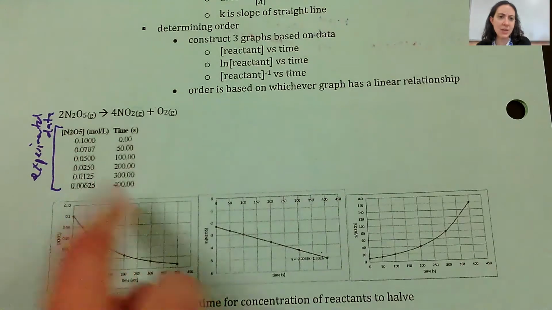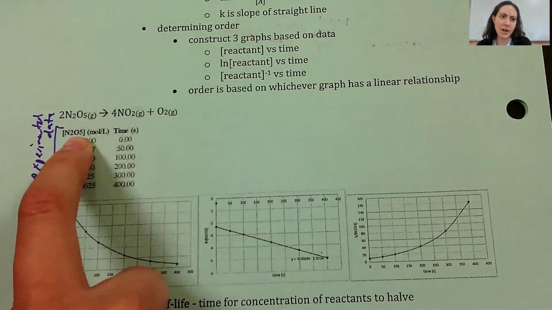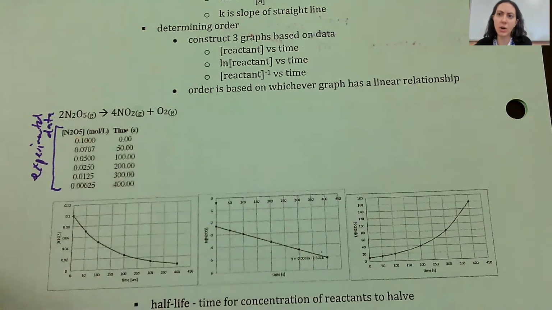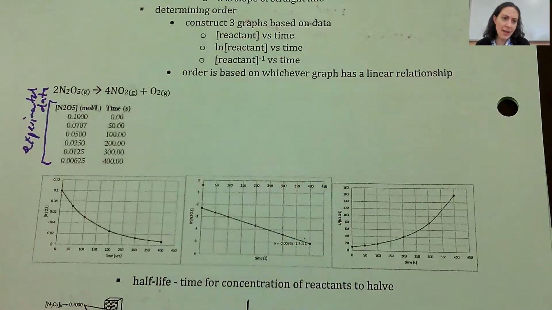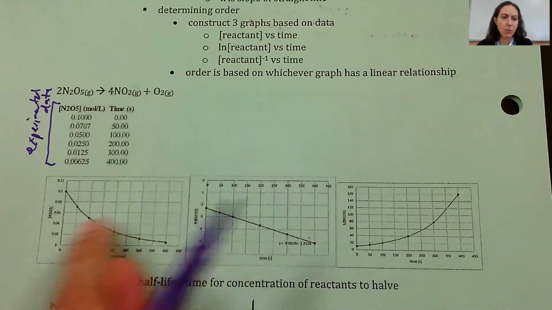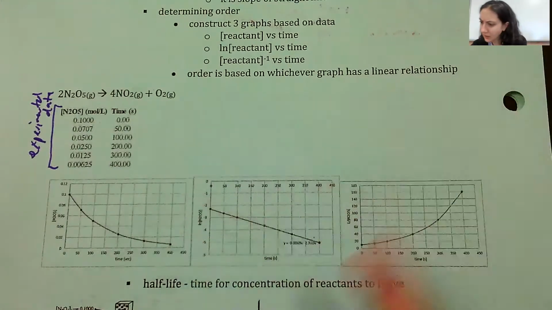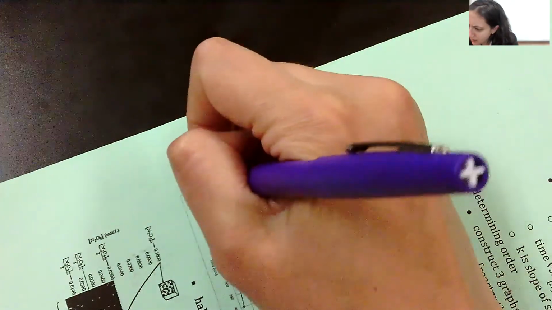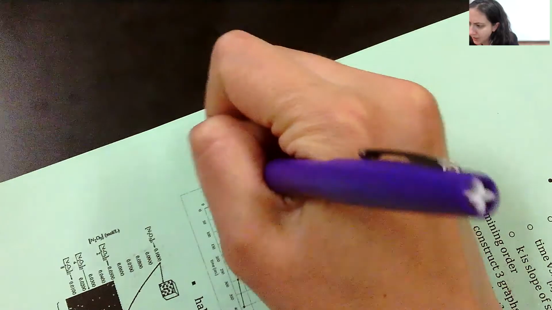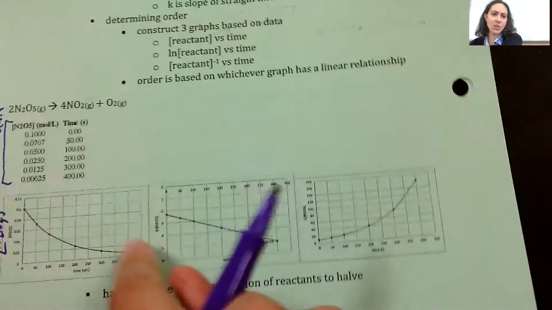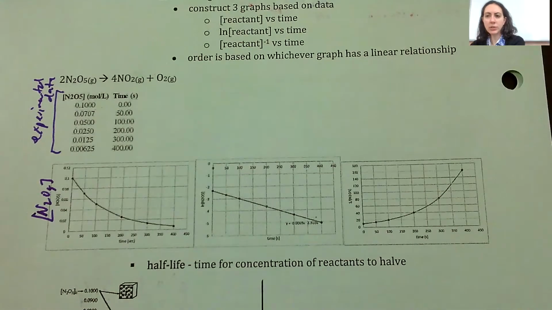So this is the time and this is the concentration of our reactant. So this graph here represents, it's a little harder to see here, but I'll write it in. This is just the concentration versus time. So it's just this data just graphed. And what we're looking for is we want to see a linear relationship or a straight line.